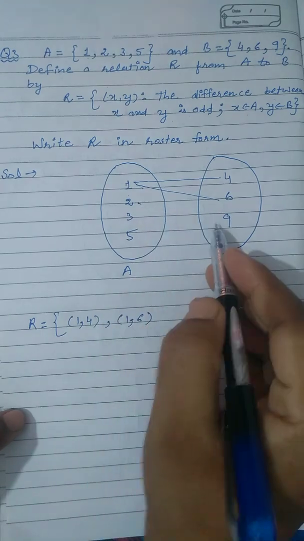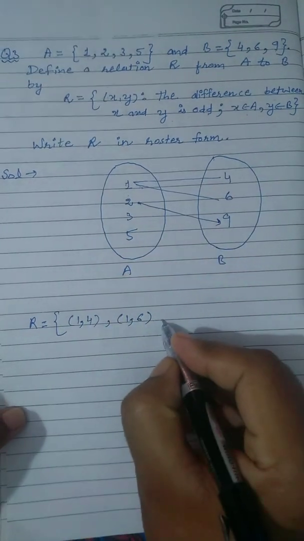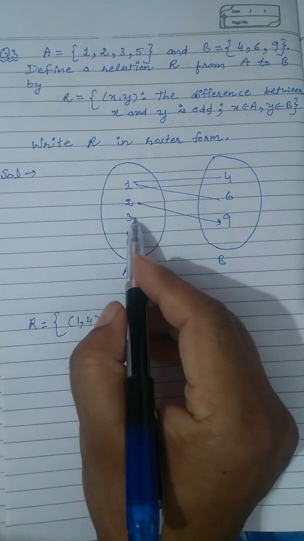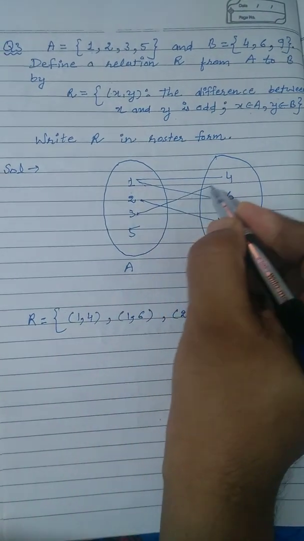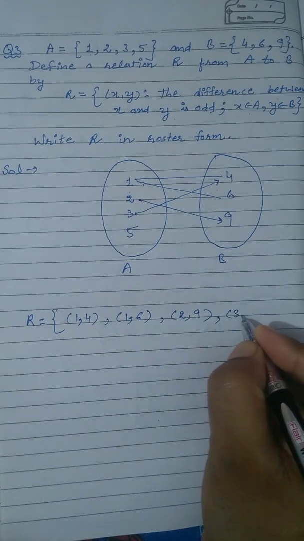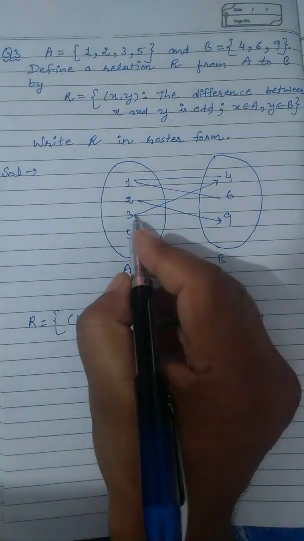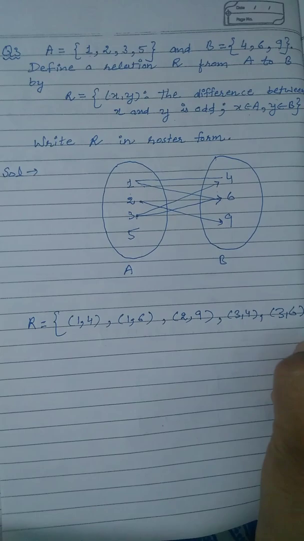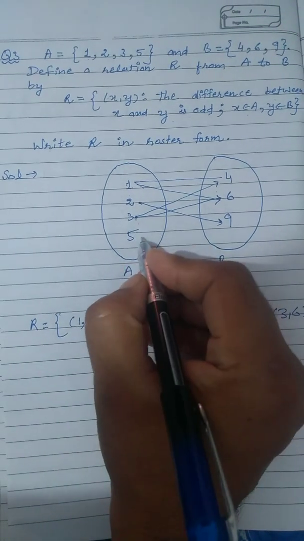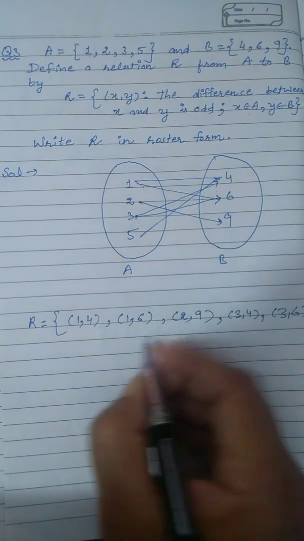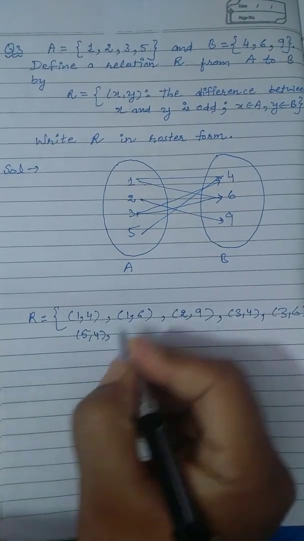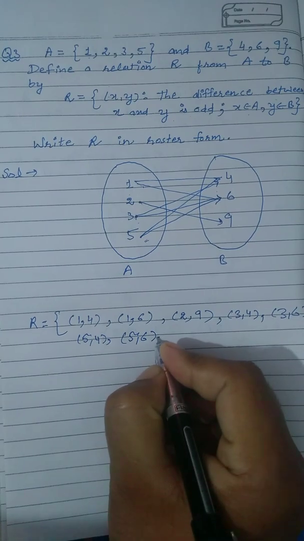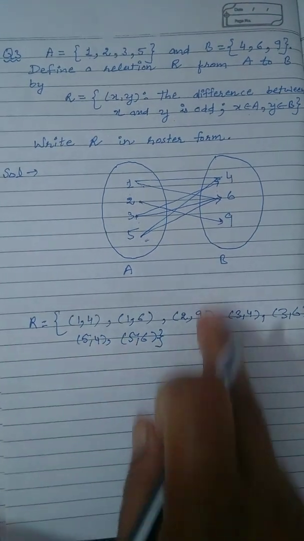Thereafter, 2 and 9, the difference is odd. 3 and 4, the difference is odd. 3 and 6, the difference is odd. 5 and 4, the difference is odd. 5 and 6, the difference is odd. So this is the relation in roster form.